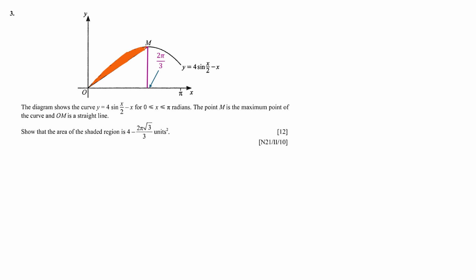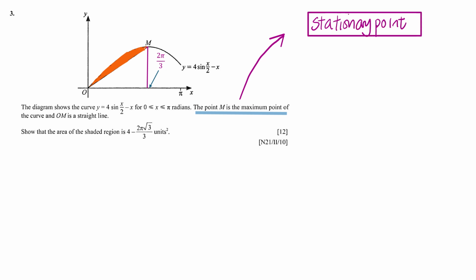So the key words are, yes, M is a maximum point. When we are talking about a maximum or minimum point, we're referring to this thing called the stationary point. And for a stationary point, the concept involved here is we let the gradient equal 0. For that, we will have to differentiate 4 sine x over 2 minus x.